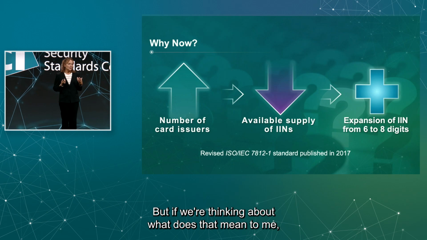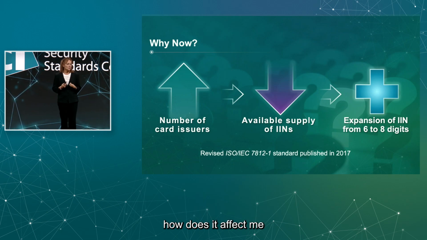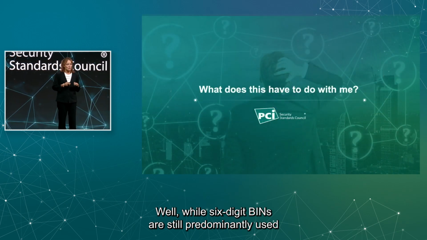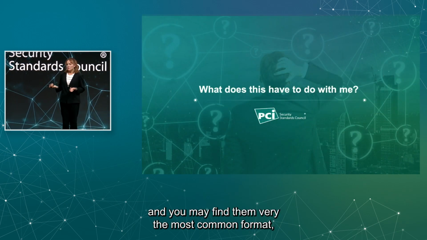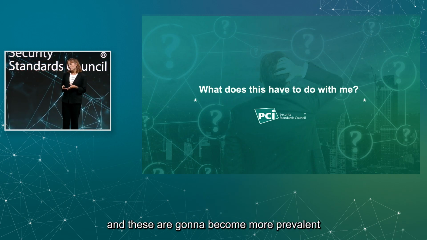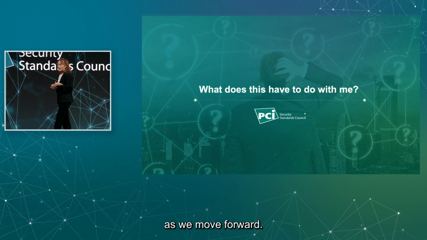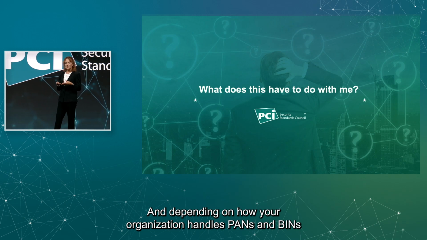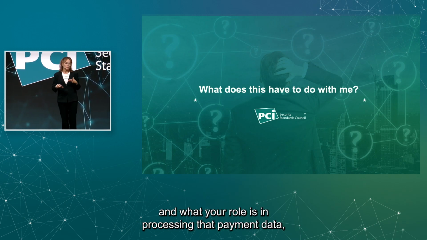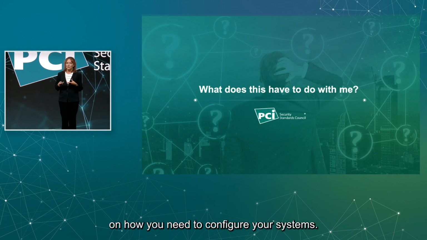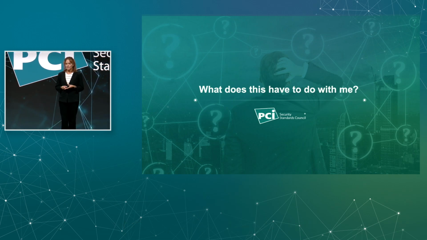But if we're thinking about what does that mean to me, how does that affect me as someone in the payment industry? Well, while 6-digit BINs are still predominantly used, and you may find them the most common format, 8-digit BINs are already in use also. And these are going to become more prevalent as we move forward. And depending on how your organisation handles PANs and BINs and what your role is in processing that payment data, this may or may not have an impact on how you need to configure your systems.